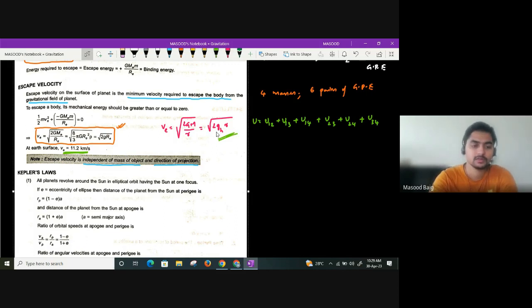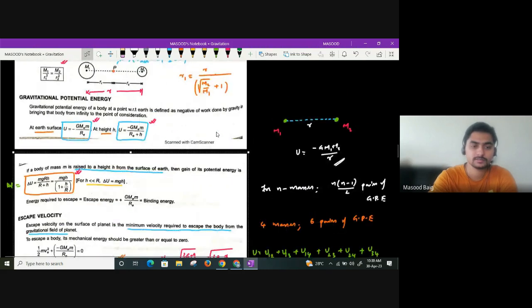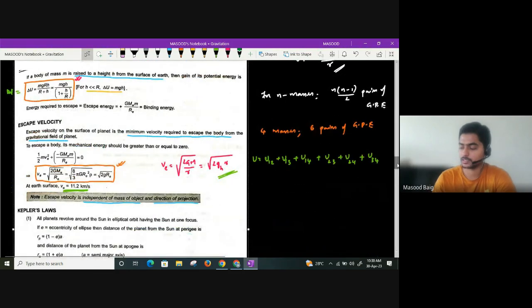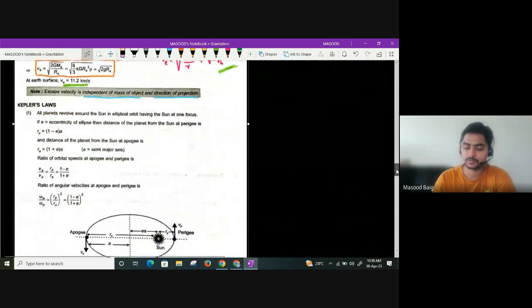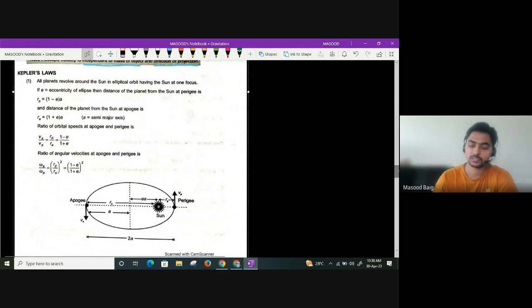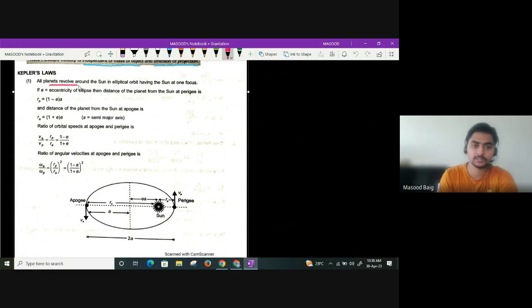Then we have three laws of Kepler, guys. One is the law of orbits, the other is the law of areas, and the third is the law of periods. What is the first law stating? The first law states that all the planets revolve around the sun in an elliptical path. The sun will be one of its foci, guys. As you can see, all planets are revolving around the sun only. Let us take this situation.